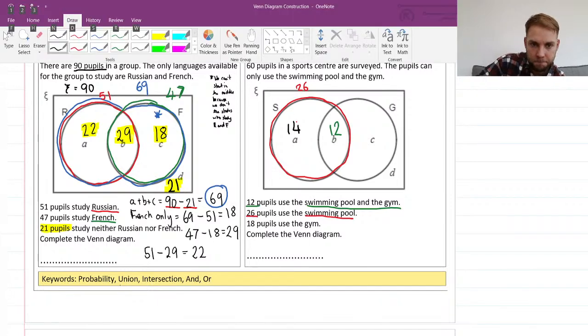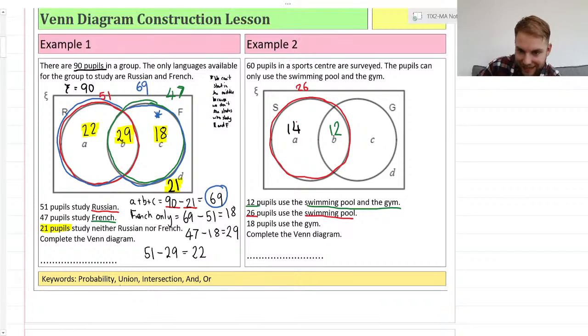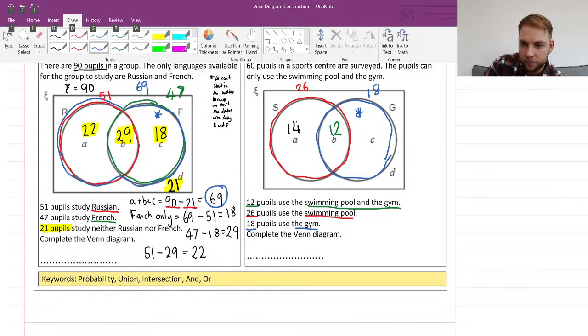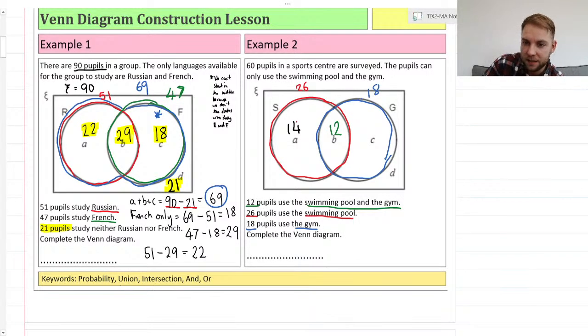With the gym, it's 18 people. Now remember, this gym part represents the whole circle on the right, so all of this is 18. To find out this part here, it's going to be the whole circle, which is 18, take away 12, which is equal to 6. So this part here is 6.